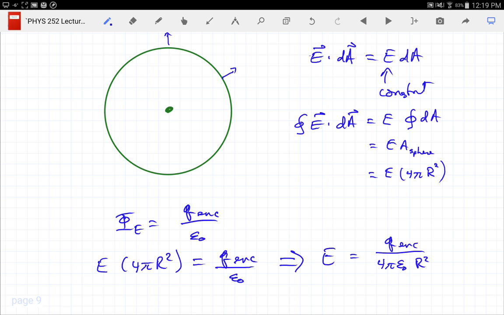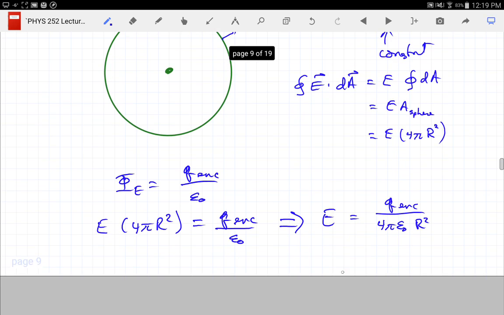I have that equation, and that should look really familiar because 1 over 4 pi epsilon 0 is K. So the electric field is equal to K Q enclosed over r squared. That's the equation for the electric field due to a point charge from Coulomb's law. Hence you can see that Coulomb's law is really just Gauss's law for a point charge.